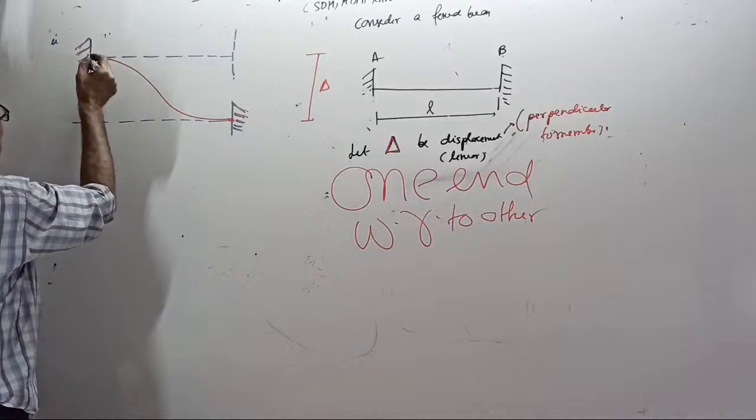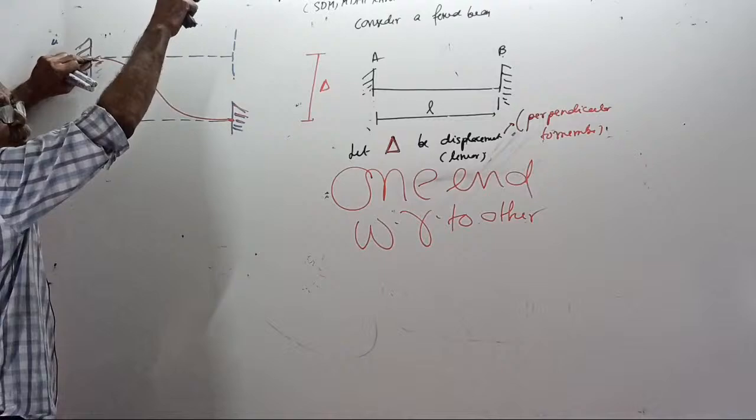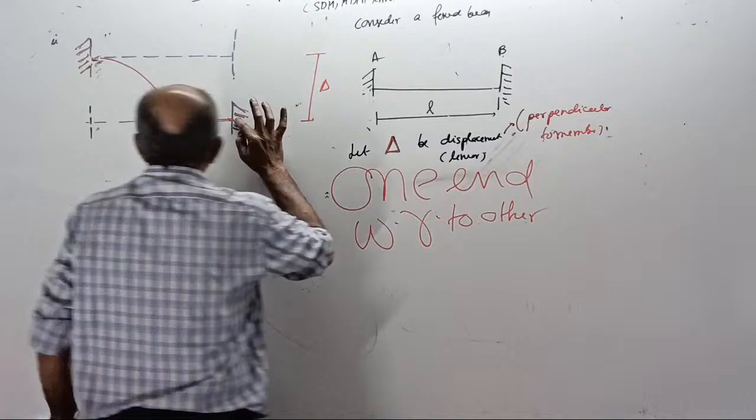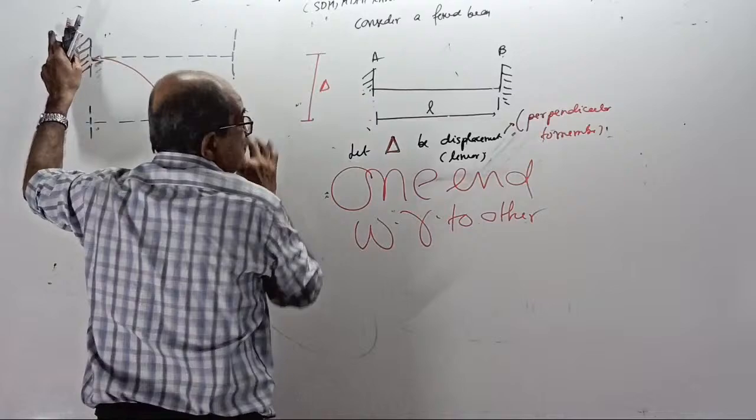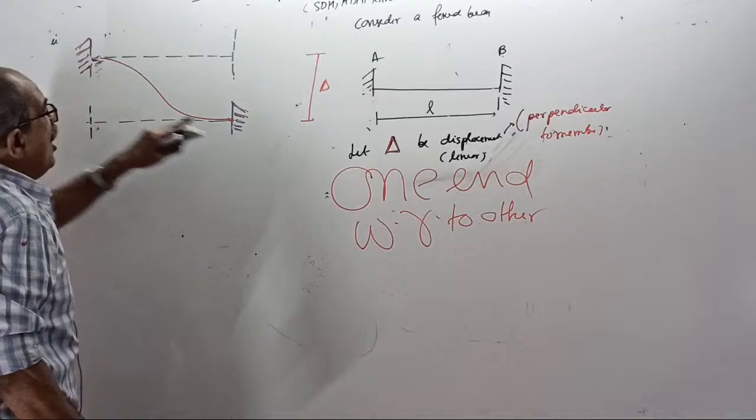You can tell this in two different ways. You can stand at the left end and tell that the right end went down by delta. Or you can stand here, you can put one line here also, and tell that the left end has gone up by delta. Both are the same. If you stand here, you say that it came down by delta. Or you stand here and say that side went up by delta.